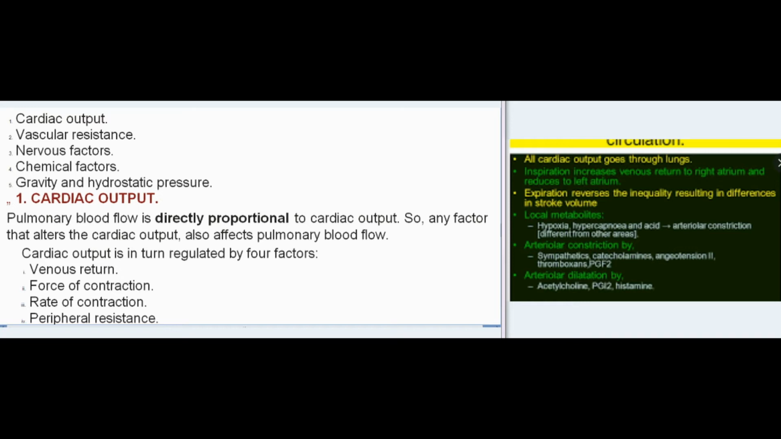pressure. 1. Cardiac output. Pulmonary blood flow is directly proportional to cardiac output. So, any factor that alters the cardiac output also affects pulmonary blood flow. Cardiac output is in turn regulated by 4 factors: venous return, force of contraction, rate of contraction, peripheral resistance.